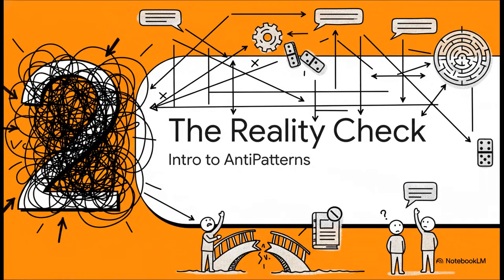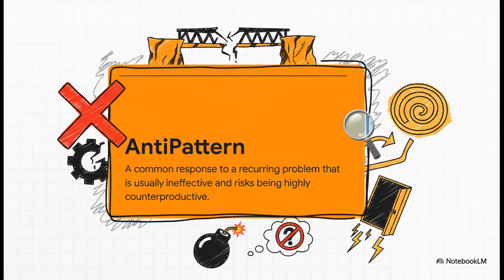But here comes the reality check. Even with this new language for success, teams were still falling into the same old destructive traps over and over again. It became pretty clear that we didn't just need a vocabulary for good solutions, we needed one for the bad ones too. And that's exactly where the anti-pattern comes in.